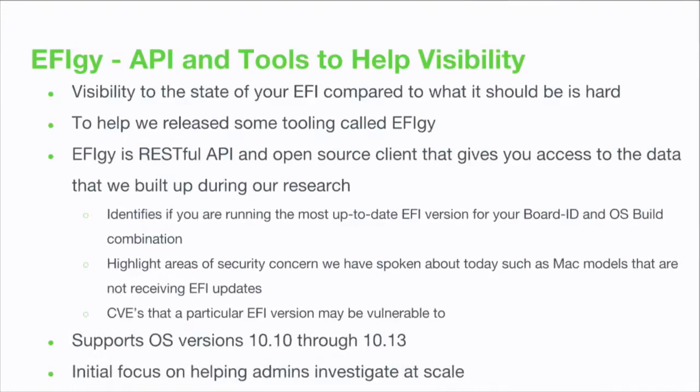Really, at its core, Effigy is just a RESTful API that encapsulates the data set that we've built up and are continuing to add to on the back end. And there's a small client that queries that, sends up the right version numbers so you can get back, are you running the expected version of EFI, et cetera. So it's pretty straightforward. It identifies what version of EFI you should be running compared to the version of EFI that you are running. Certain particular combinations of hardware and software that we know have EFI problems should be flagged up. New stuff's getting added to it all the time.